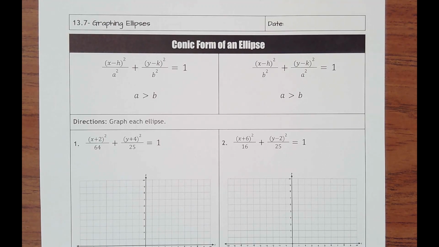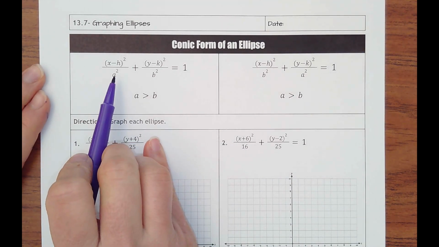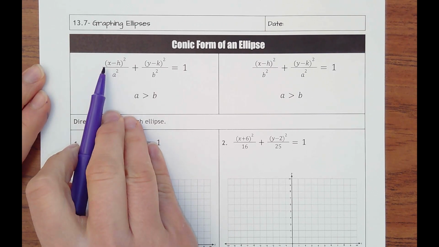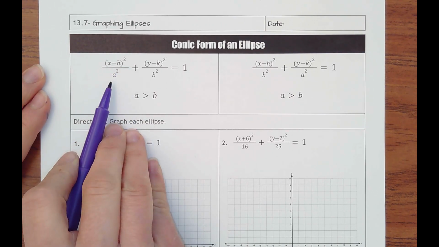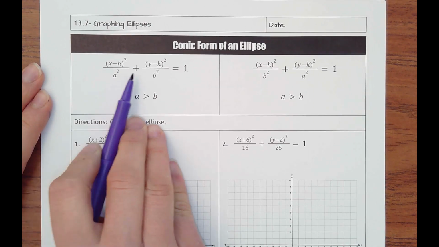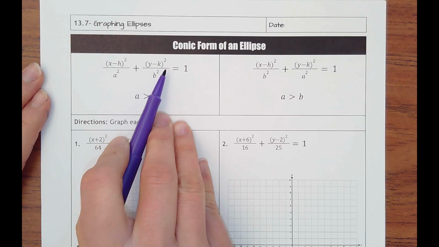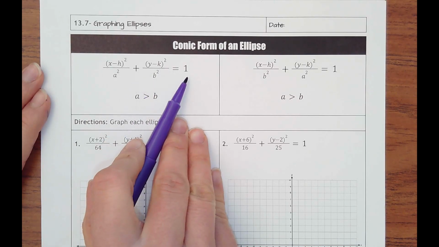Lesson 13.7 is graphing ellipses. An ellipse is basically an oval shape. And so you always have the conic form of them set up the same way, where you have x plus or minus a number squared over some number. That will be your a if you square root that number. And then plus y minus or plus a number squared over some other number equaling always 1.